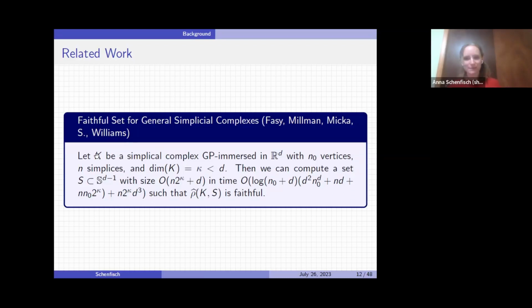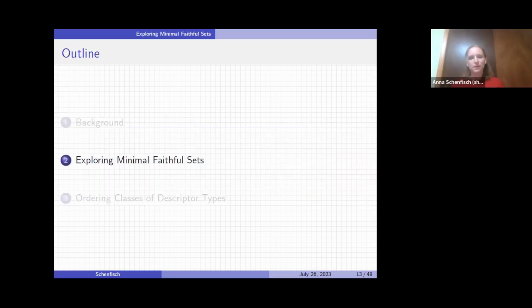What is this saying? If I have a simplicial complex, I can find an explicit set of directions that makes a faithful set. I know exactly which directions I need given a particular simplicial complex. Okay, so that's important to keep in mind. We know a set of directions. So we have a set of directions. Can we make that set smaller?